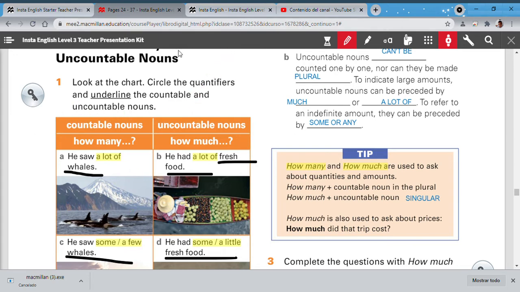First of all, you have countable nouns, and also you have uncountable nouns. For example, when I say countable, I say 1, 2, 3, 4, 5, 6, etc. And when you say uncountable, it's not possible to count. For example, here is a picture. You use how many with countables, and how much with uncountables. Be careful on that. How many whales can you see?